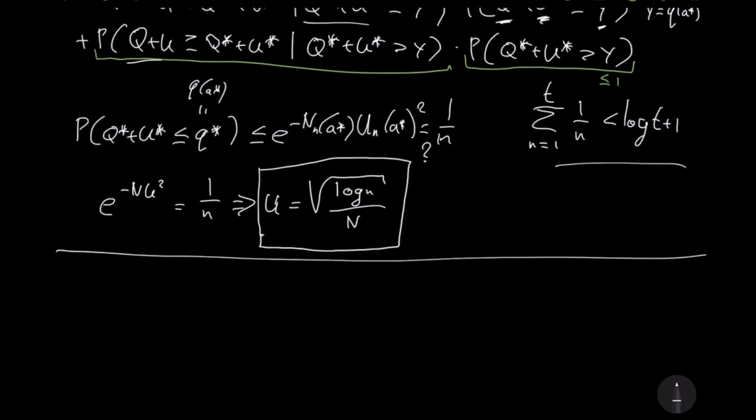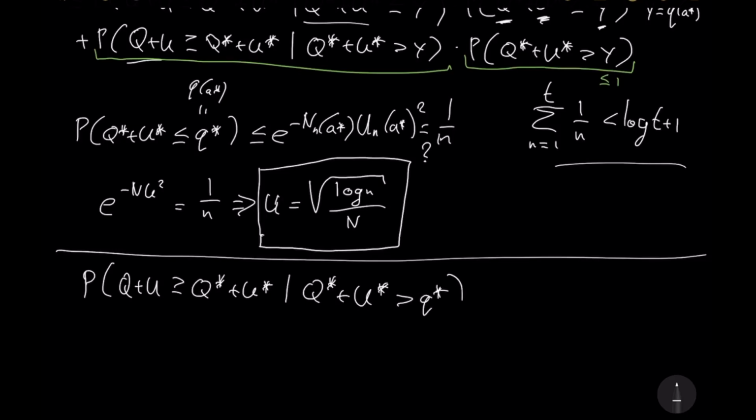What we're trying to bound now is whether we can bound q plus u being greater or equal to q star plus u star, given that we know that q star plus u star is not particularly small. It's going to be greater than the average for q star. Can we make sure that this is small?